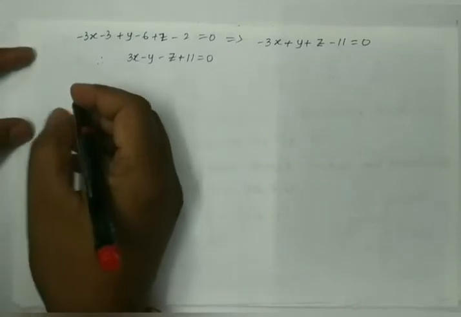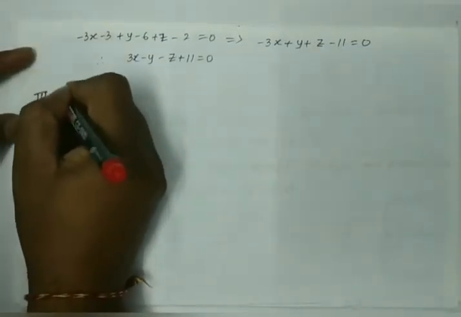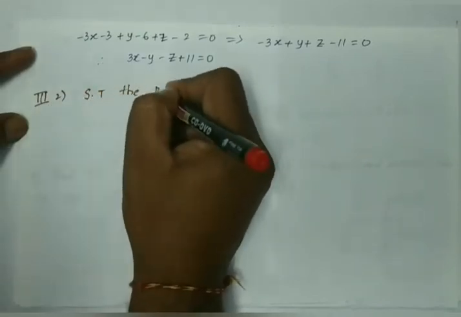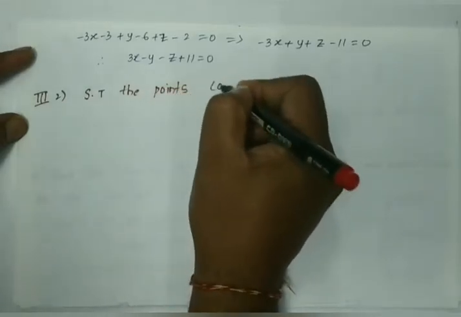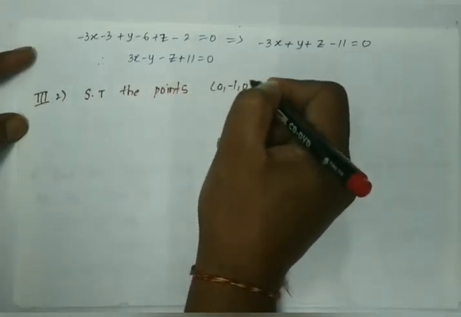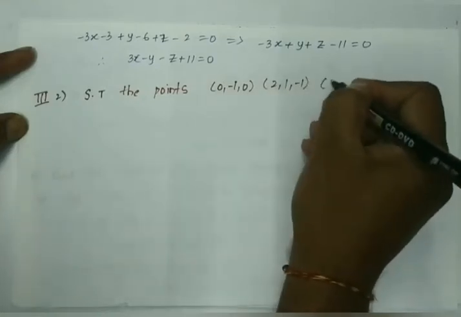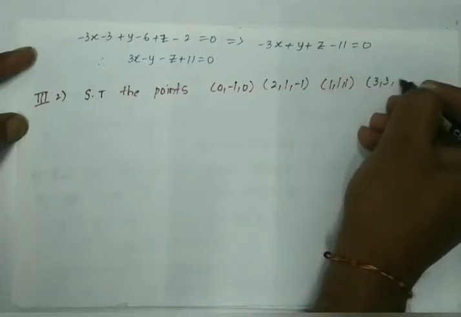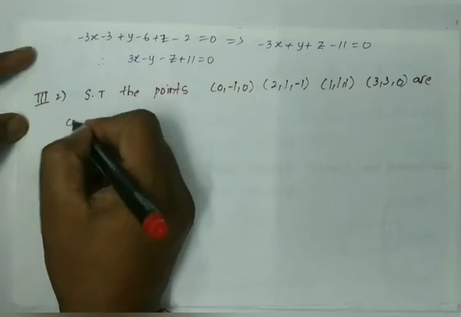Now let us discuss the second problem in third Roman. Show that the points 0, minus 1, 0; 2, 1, minus 1; 1, 1, 1; 3, 3, 0 are coplanar.